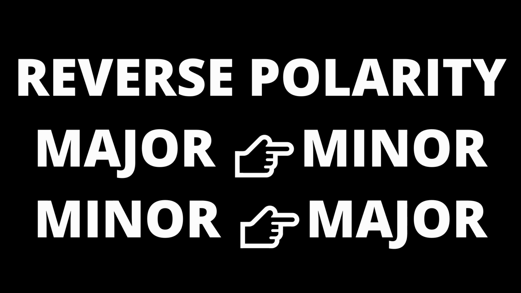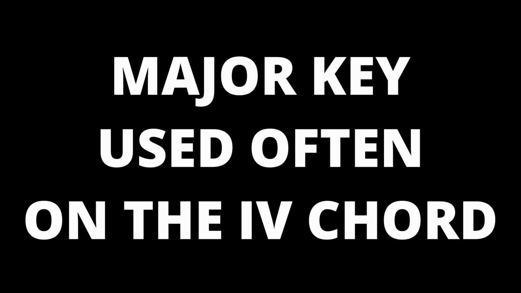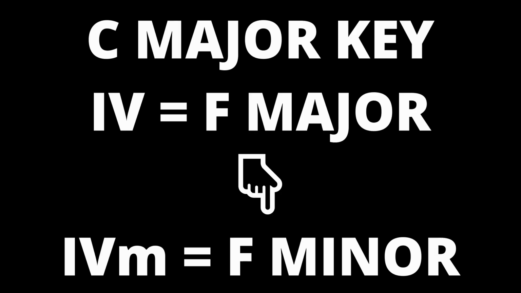A technique that songwriters will often use is to change the polarity of a chord in a key, so a major chord becomes a minor chord or vice versa. A popular chord to try this on in a major key is the 4 chord. The 4 chord in the key of C major is F major. We will change this to F minor.